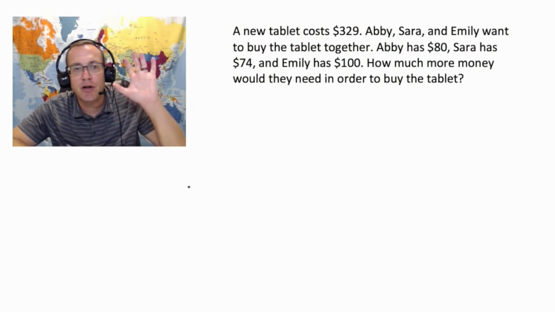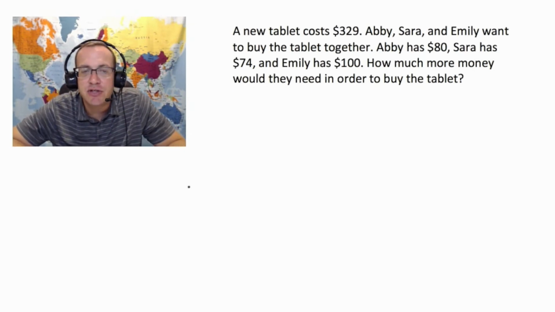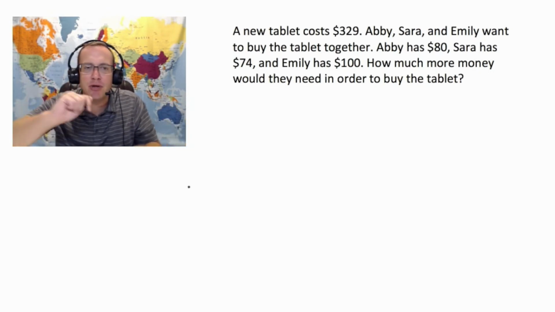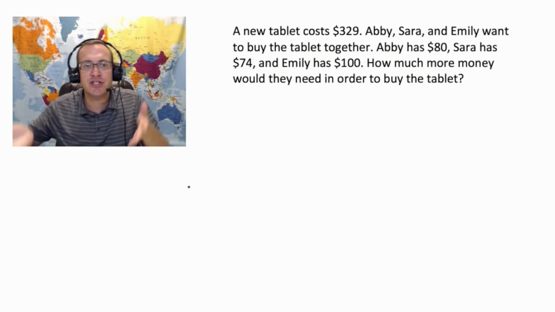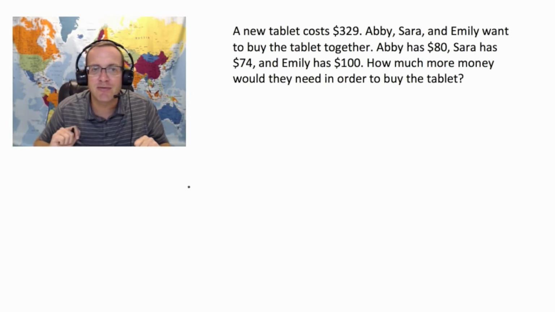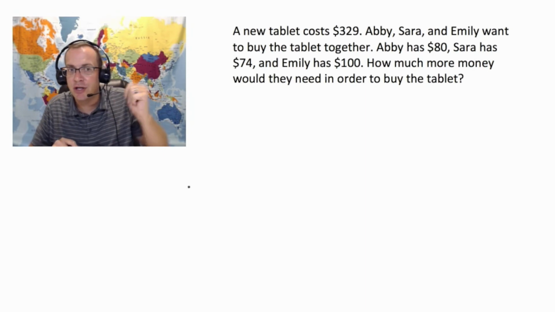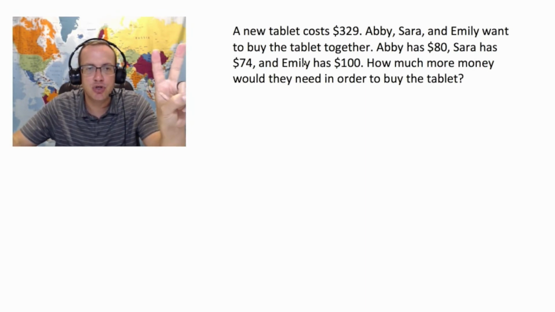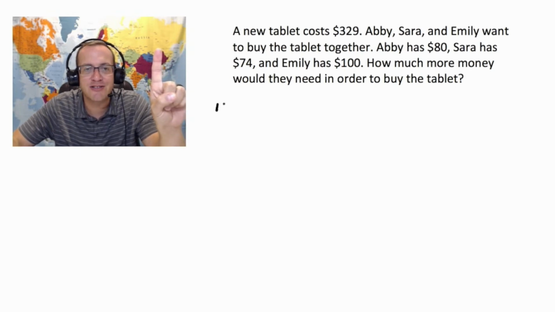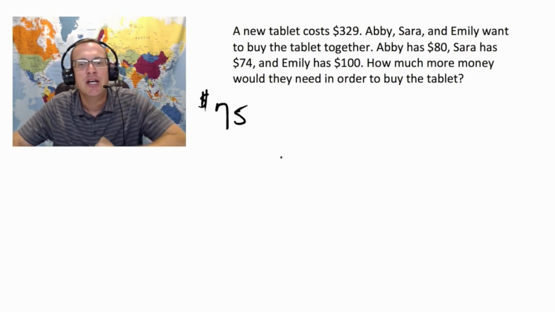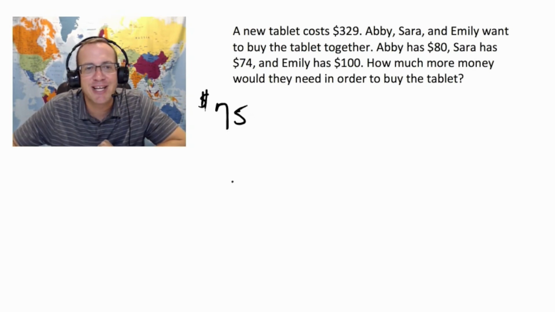Okay, so I want you to follow the 5 steps and see if you can do this one on your own. What I want you to do is go ahead and hit pause now, get out your paper, try to solve it, and then when you're finished, come on back, unpause it, and I'll reveal the answer. Okay, so go ahead and do that now. I'm going to reveal the answer. Are you done? I hope so. I'm going to reveal the answer in 3, 2, 1. Our answer is $75. Okay, and the dollars is our unit. So they need $75 more in order to buy that tablet.